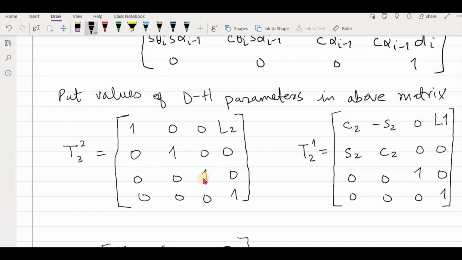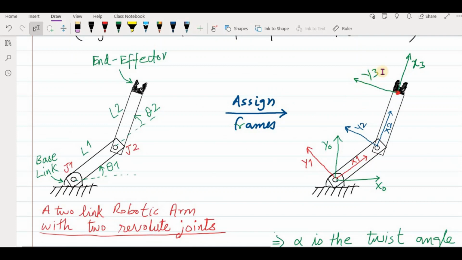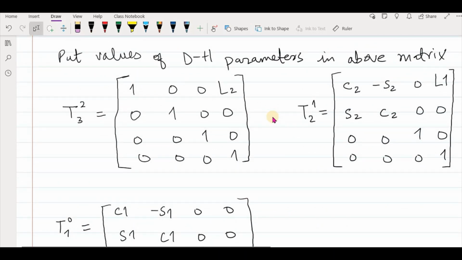And as we discussed in the previous lecture, this portion is a 3×3 rotation matrix, and this is actually an identity matrix. It means that there is no rotation between these two frames. You can verify here: if you see frame 3 and frame 2, their x, y, z axes don't have any angles between them, so there is no rotation. There is only a translation along the x-axis, and you can see it in this transformation matrix. This was delta x, delta y, delta z. So along the x-axis you have L2 translation, and there is no translation along the y and z axes.